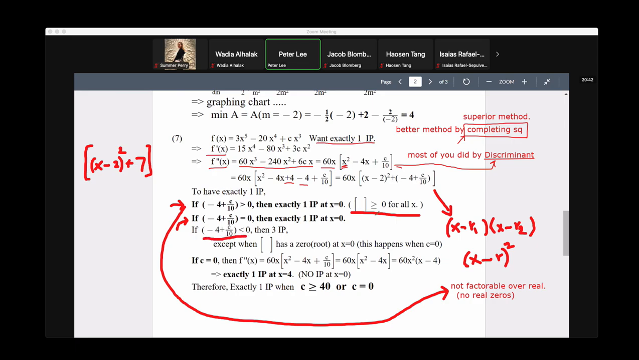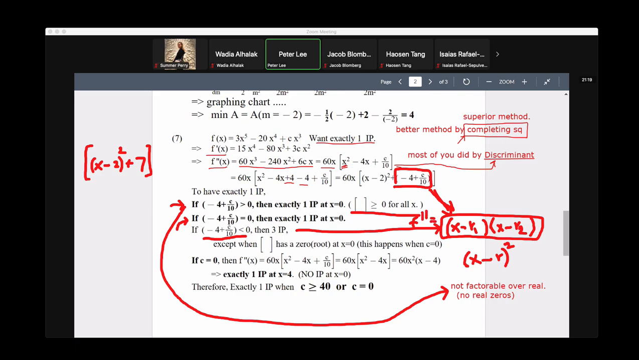I need to write here. Then that means this becomes a negative number. And if this becomes a negative number, then we get something squared minus a positive number, and so we now get into this case right here. So if minus 4 plus c over 10 is less than 0, this is actually the case when the discriminant is positive. That means f double prime is actually going to be this.